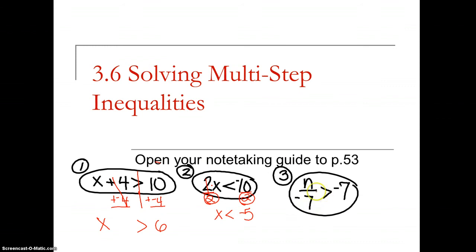And number 3, there is the variable. I need to clear the dividing by negative 7. To do that, I multiply each side by negative 7. So this becomes n. Negative 7 times negative 7 is 49. Because I multiply both sides by a negative, then I flip my inequality. So that does flip.